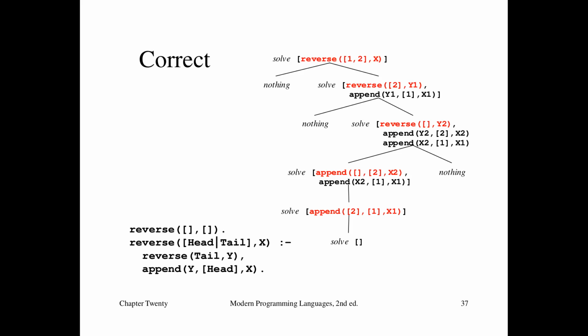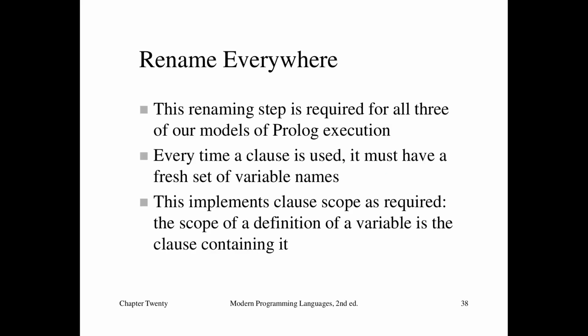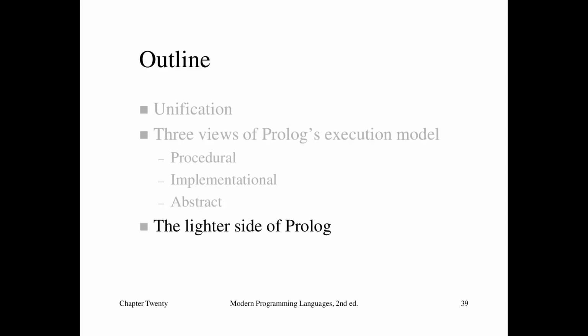So obviously there's a solution to all these problems, and the solution here is we rename everywhere. This renaming step is required for all 3 of the models of execution. Every time a clause is used, it must be a fresh set of variable names. This implements clause scope as required. The scope of a definition of a variable is the clause containing it. So bear that in mind. All right, so enough of that. That's the theoretical aspect of how Prolog works and what's really going on underneath the covers, if you will.